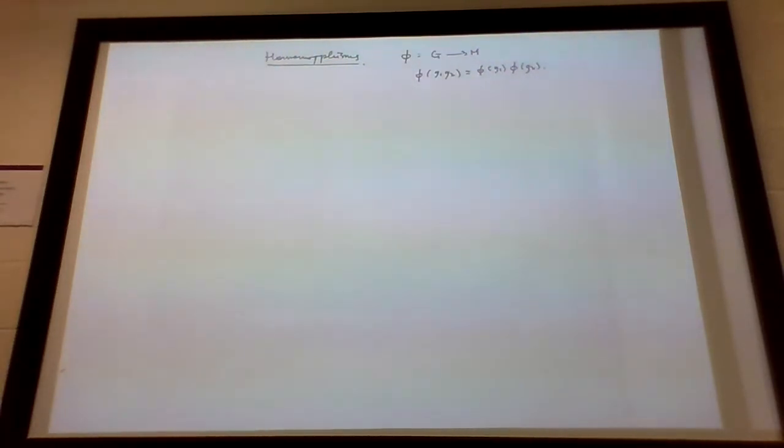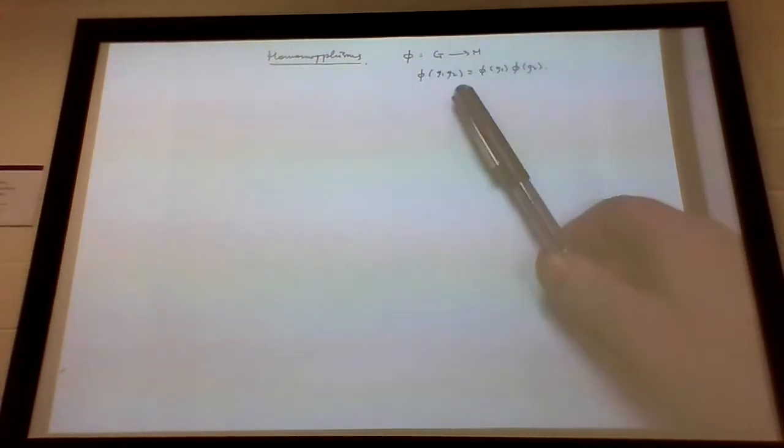We looked at various properties that homomorphisms have. In particular, in proposition 11.4, we noticed that they send subgroups to subgroups.